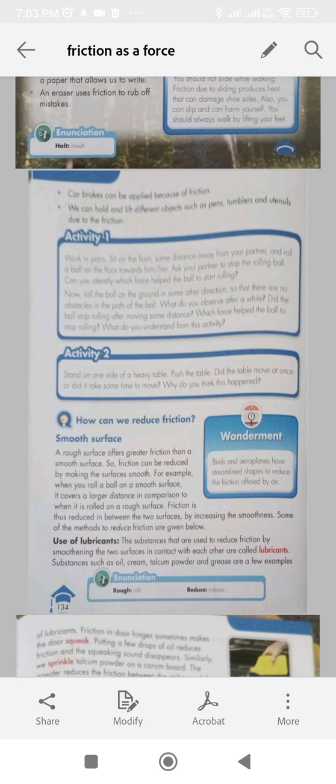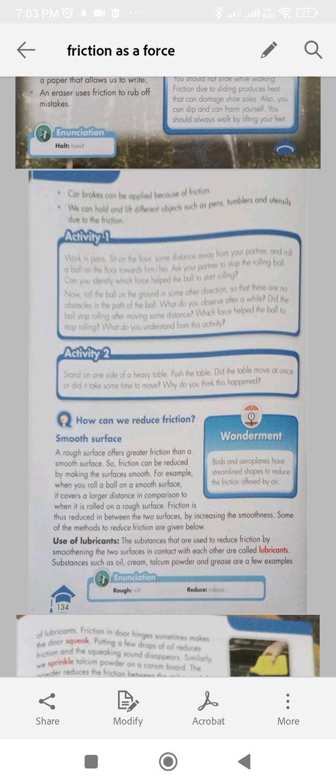Activity 2. Stand on one side of a heavy table. Push the table. Did the table move at once or did it take some time to move? Why do you think this happened? How can we reduce friction?